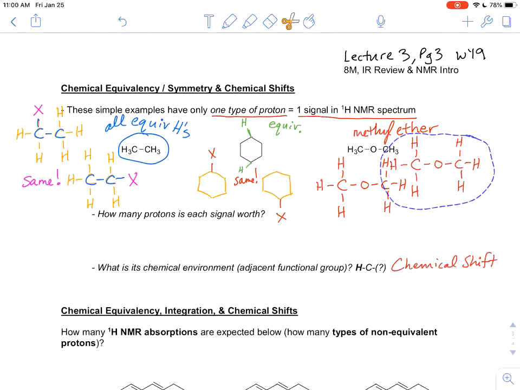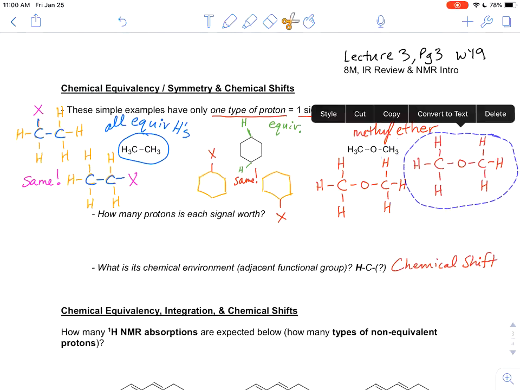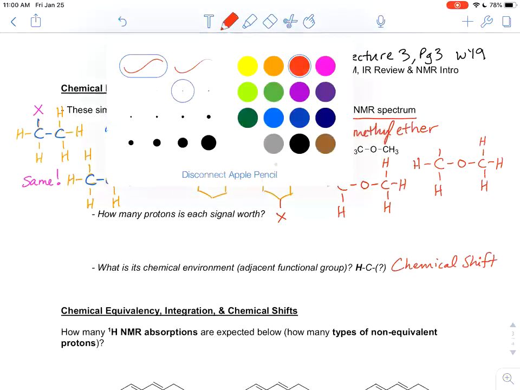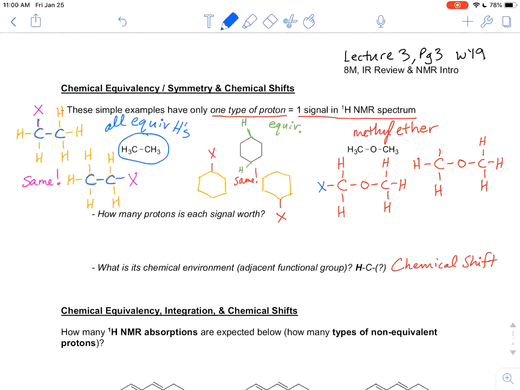I want to teach you this technique because it's going to apply to more complicated examples. So let's replace that hydrogen and that hydrogen with X groups here and here, and you see that those two protons are the same because if that were an X group, that would be the same molecule. You could do the same thing if you were trying to figure out if that hydrogen and that hydrogen are the same or different.